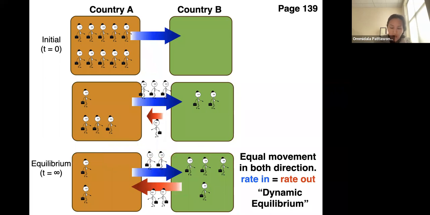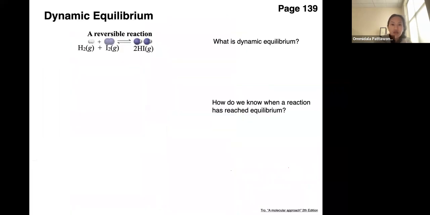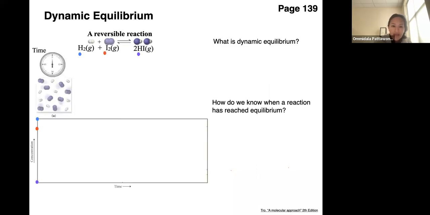Now I'm going to tie this back into a chemical reaction. What does it mean? Dynamic equilibrium occurs with a reversible reaction, which means it can go forward and it can also go in reverse. If you're looking at plotting the graph between concentration and time, think about this, right?